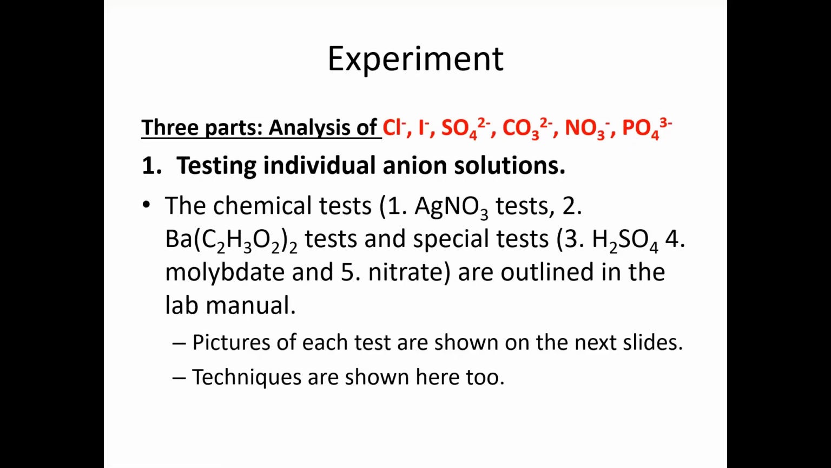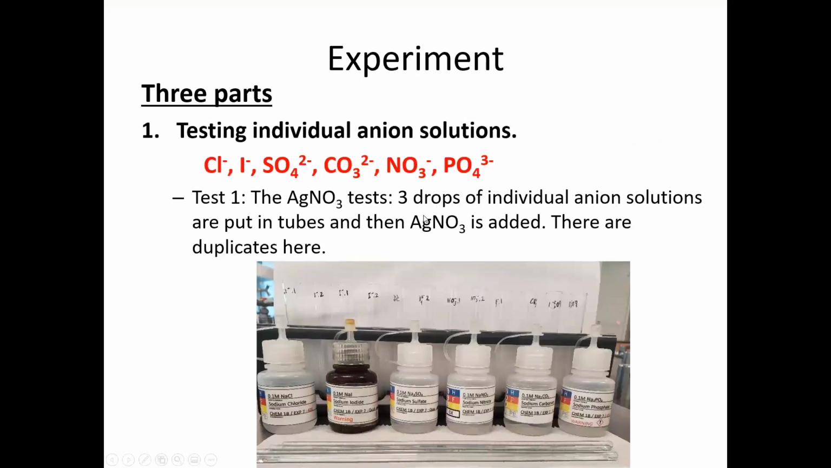The first part is testing individual anion solutions. Here we'll have a few drops of individual anion solutions in these test tubes, and we make duplicates for different tests. All 6 anions are here. The first test is to add a little bit of silver nitrate into each individual test tube. After adding this, there should be a precipitate in some of the test tubes, right?